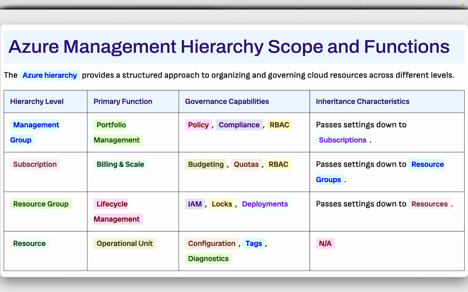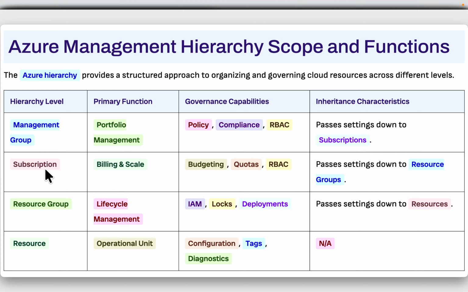So now, just to summarize, we have the Azure management hierarchy, scope, and functions. The Azure hierarchy provides a structured approach to organizing and governing cloud resources across different levels. So first we have the management group, and we start with the tenant, the root tenant, which is the account which we create. Then inside this, we get the root management group also. The primary function, as I talked about, is portfolio management, and the governance capabilities are policy, compliance, and RBAC. Inheritance characteristics are that it passes settings down to subscriptions.